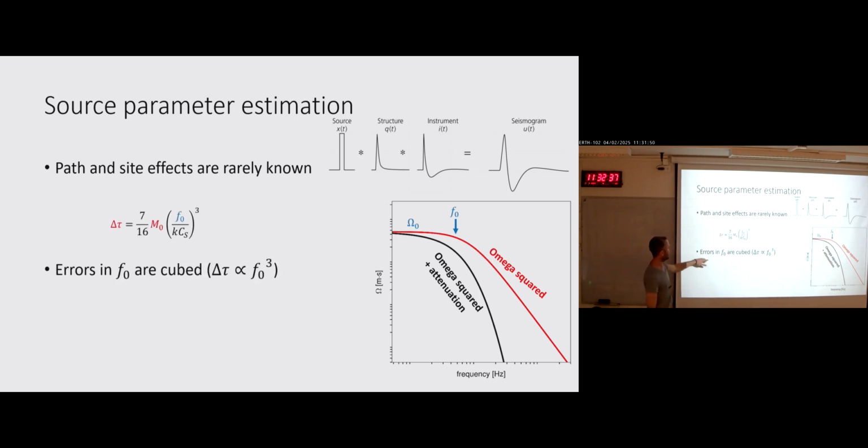Another problem is that even if we get a reliable estimate of the corner frequency, these errors are cubed when we estimate the stress drop. So a factor of 2 error in corner frequency, and you see that this is log scale, so a factor of 2 is okay. But a factor of 2 error in corner frequency immediately translates to a factor of 8 error in stress drop.